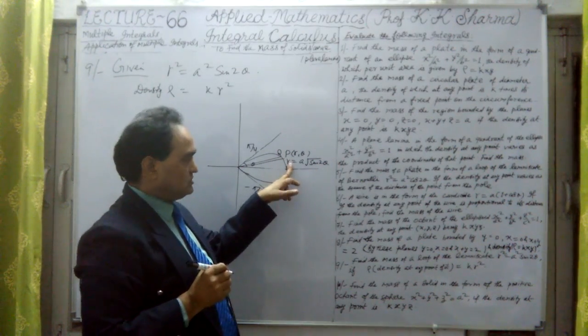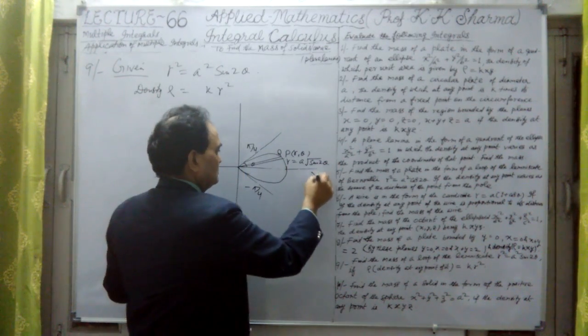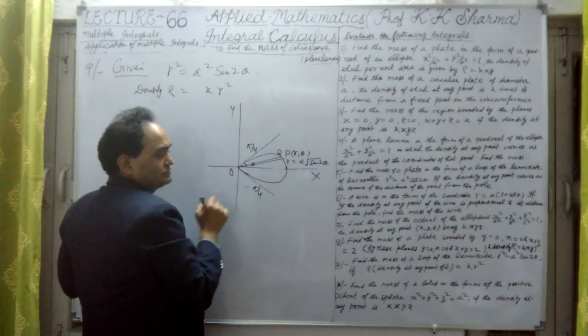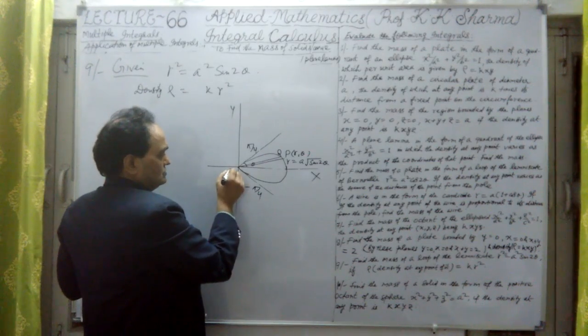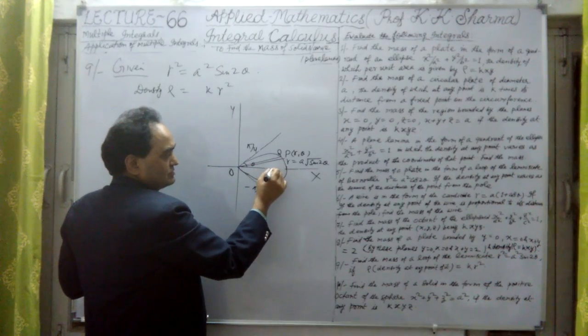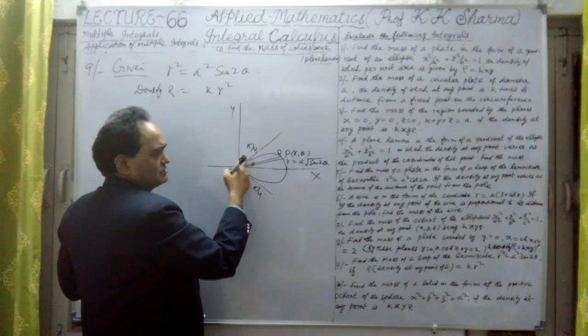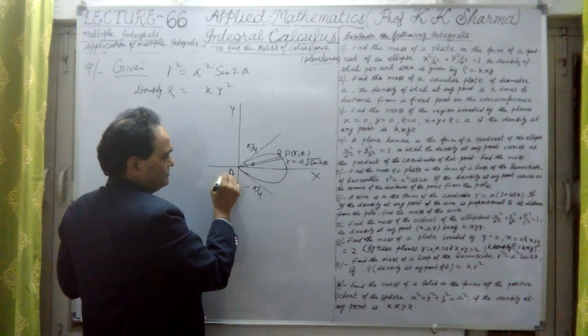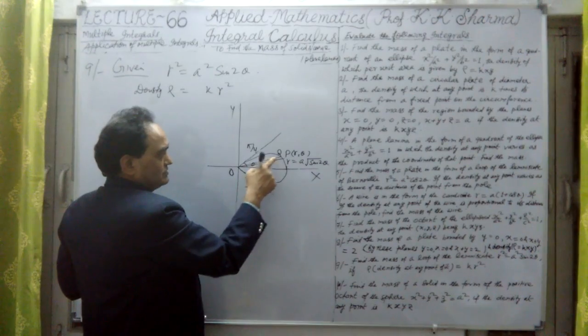Here r varies from 0 to... this is the x-axis, y-axis, origin. This is the pole, and this pole is O here. This is the axis of the lemniscate. We have taken r, theta as polar coordinates, so this is the polar axis, and this is the radius vector r.